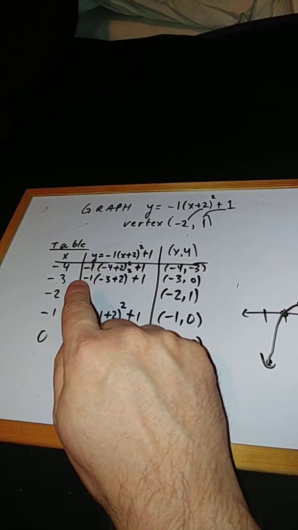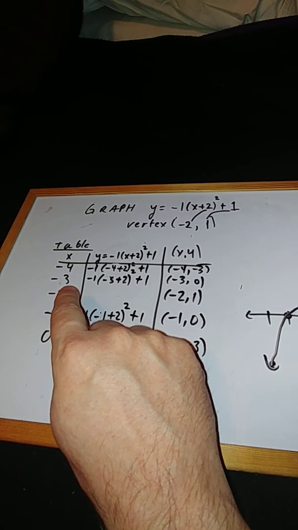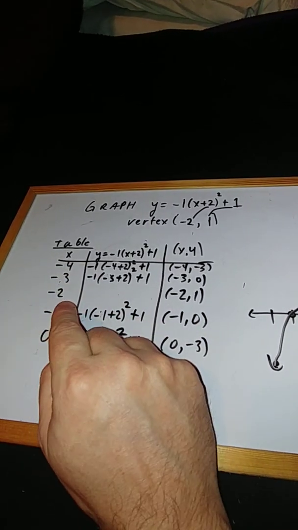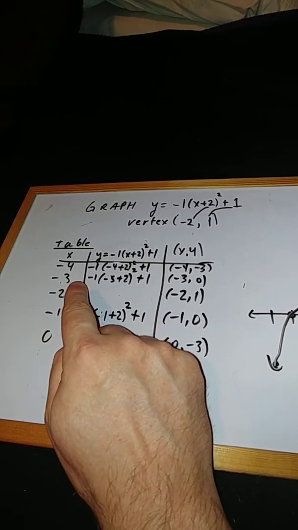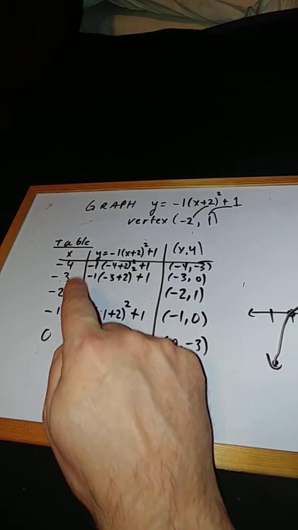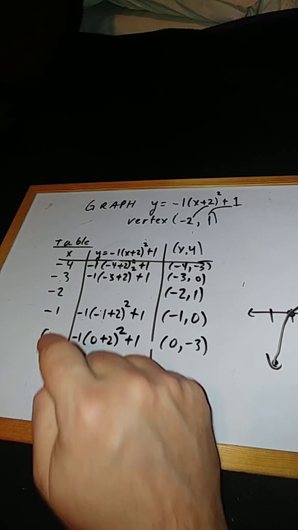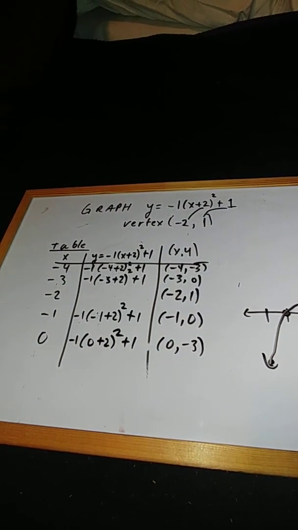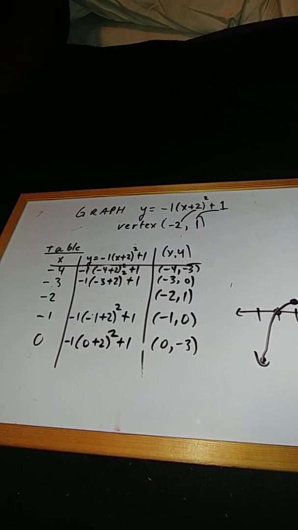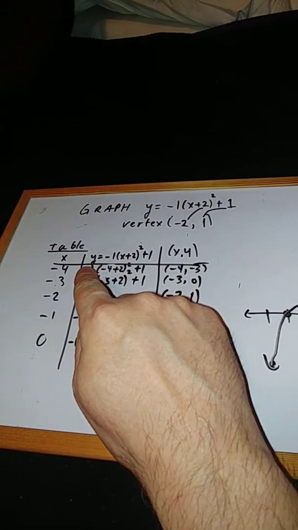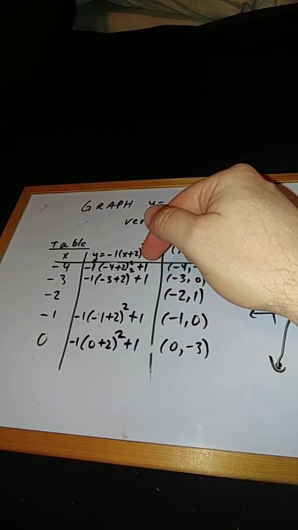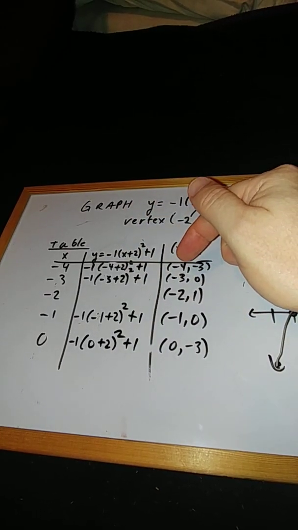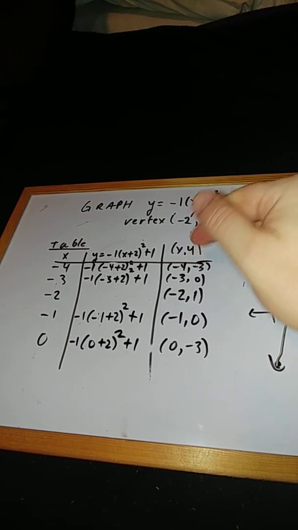Then what you're going to do is pick two values for x that are less than -2 and two values for x that are greater than -2. So we pick -3, -4, and -1 and 0. And then follow the rules of BEDMAS or use your calculator, and put -4 into the equation. You get -1(-4 + 2)² + 1. Use your calculator and you get (-4, -3).